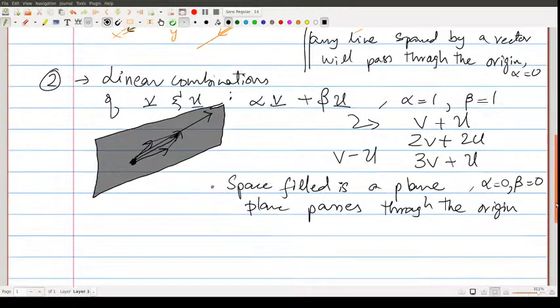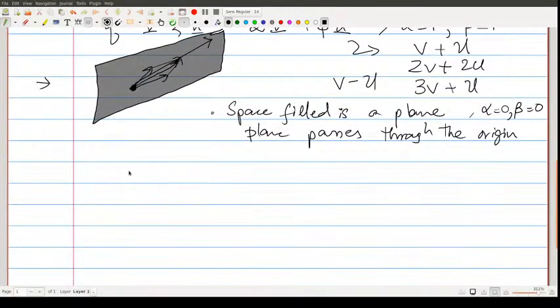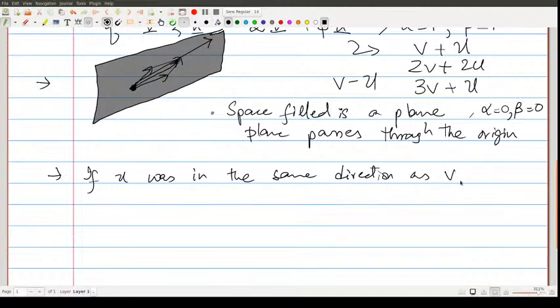Okay, that's one possibility. But what if I had a vector, let's say, if u was in the same direction as V, then what? If U is in the same direction as V, do I still get a plane? Do these two vectors, if I take linear combinations of these two vectors, can I get a plane? Let me know in the chat what you think.